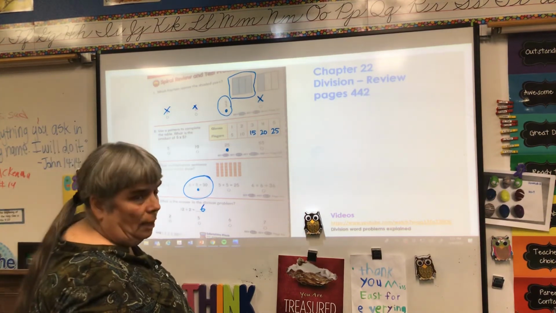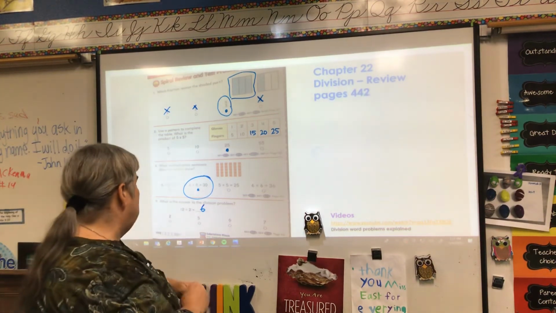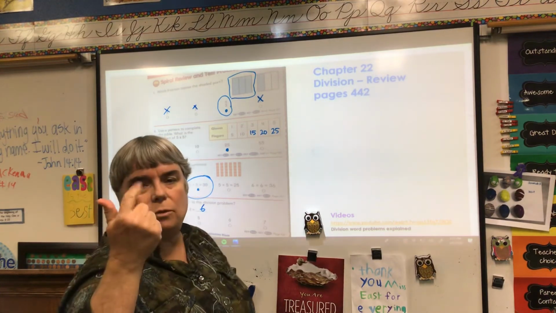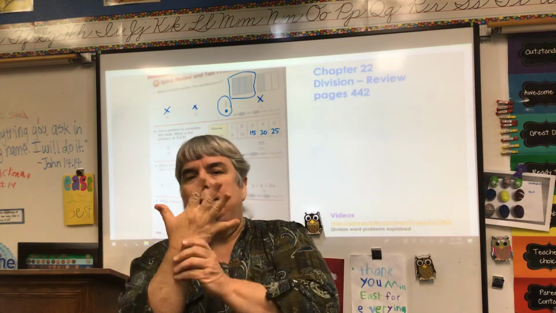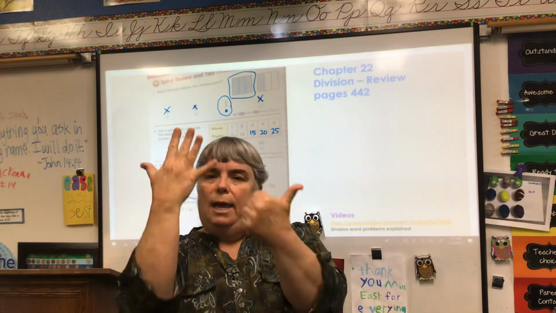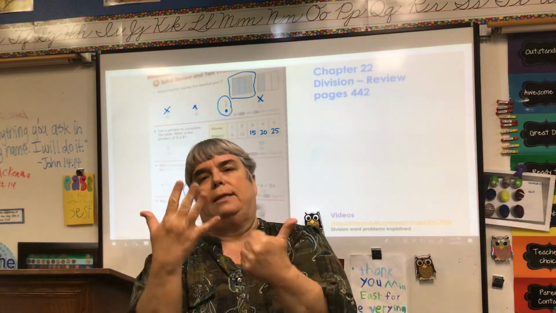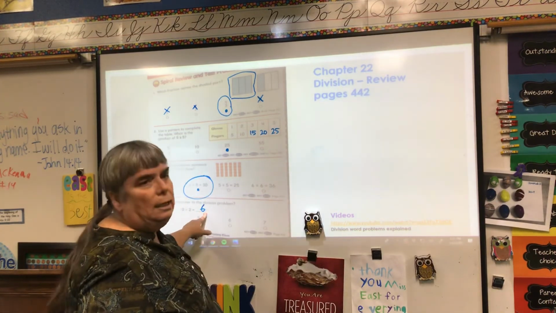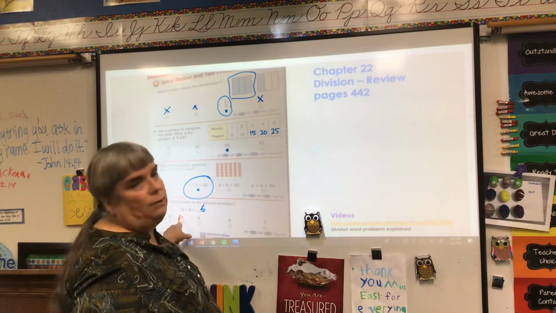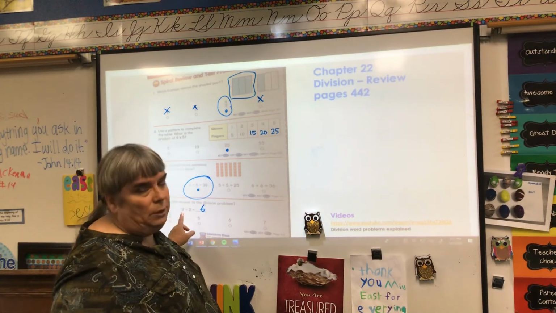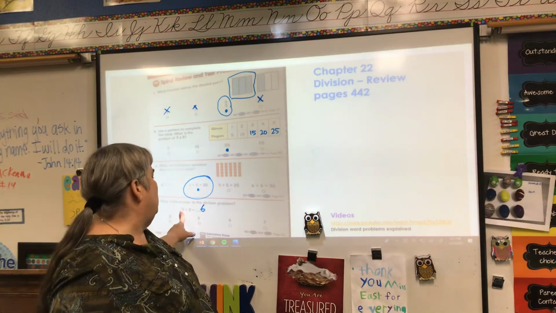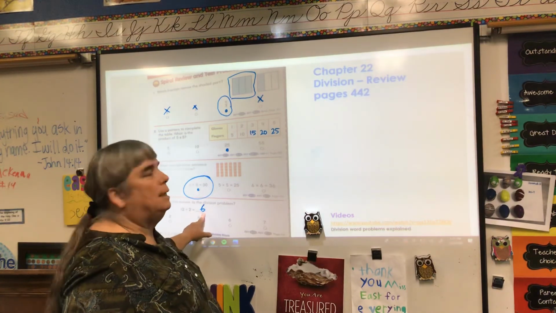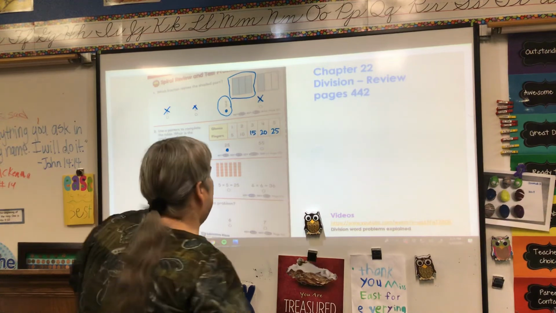If I wanted to check that, I could skip count by 2s and see how many fingers I have up. Ready? 2, 4, 6, 8, 10, 12. How many fingers do I have? I have 6. So definitely 6 times 2 is definitely 12. And we also know that 12 divided into 2 equal groups is going to give me sets of 6.